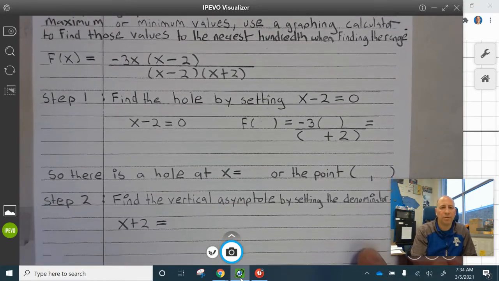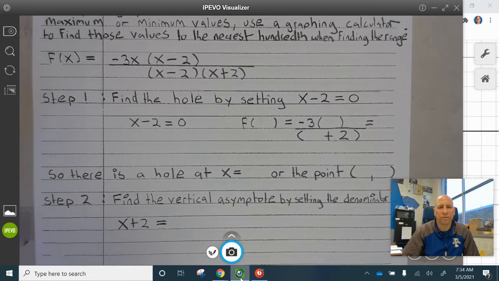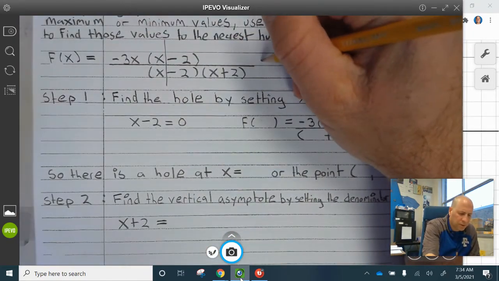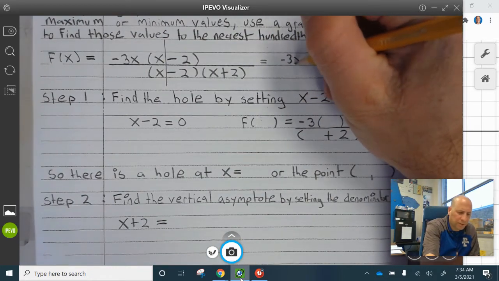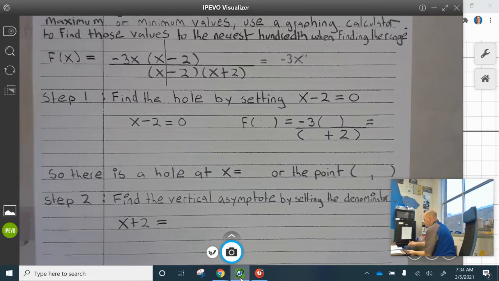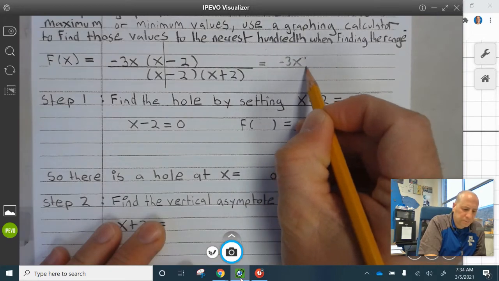Okay, so we have f of x equals -3x, parentheses x minus 2, divided by x minus 2 times x plus 2. Find the hole by setting x minus 2 equals 0. And the reason why there's a hole is because this divides and becomes 1. So you're left with 3x, okay, divided by x plus 2.